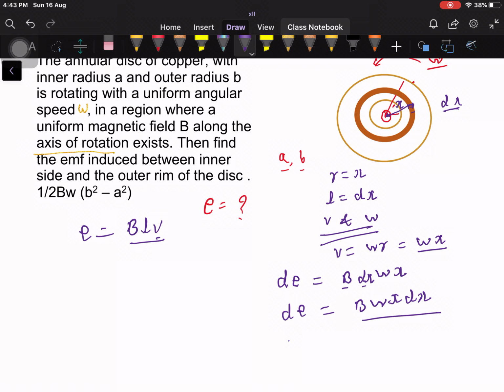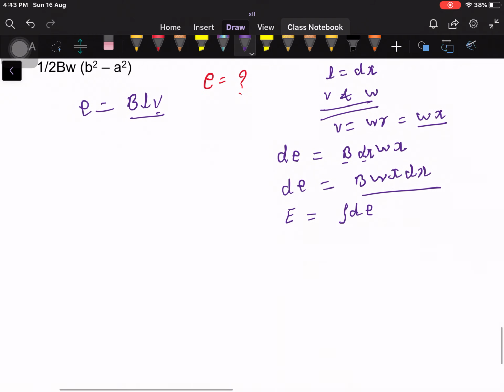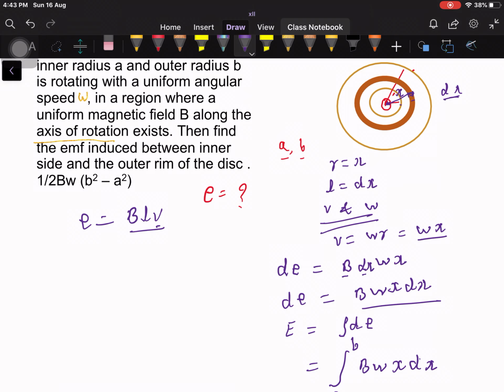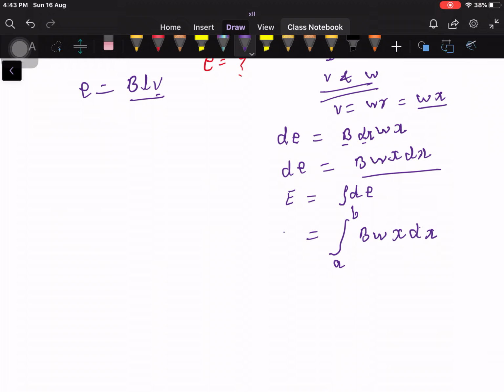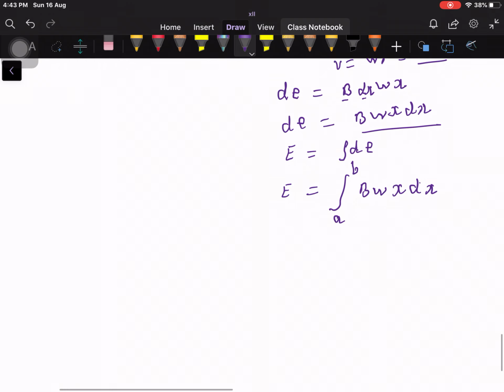Total induced EMF will be simply integration of small induced EMF. Put the value of this, so that is B omega x dx, and its limit is from a to b. This strip may start from point a and will land at this point. So now the whole disk is being counted here. Now just integrate it.